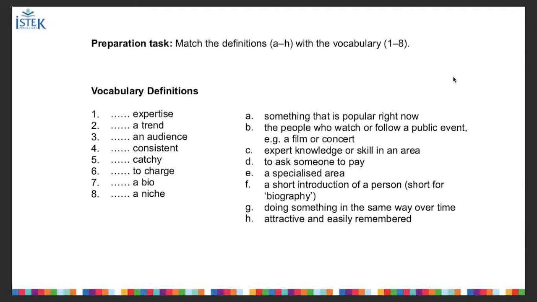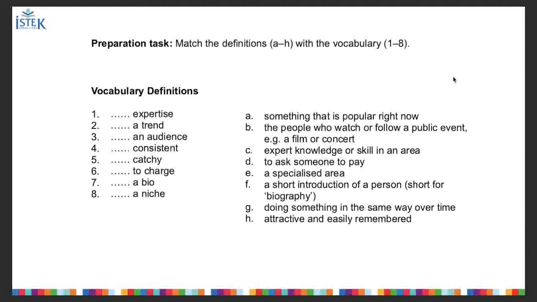All right, and on the right side, obviously, are what we are going to match them up with. So I'm going to read through those as well. A, something that is popular right now. So what would we call that? B, the people who watch or follow a public event, for example, a film or concert. C, expert knowledge or skill in an area. D, to ask someone to pay.